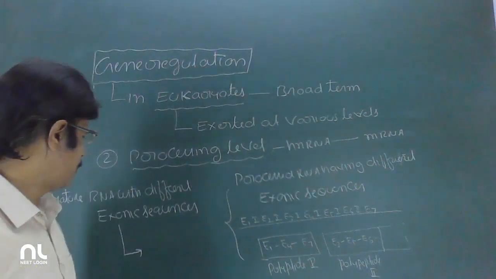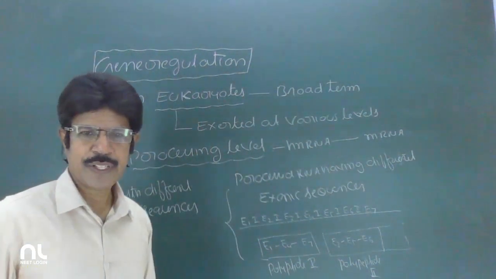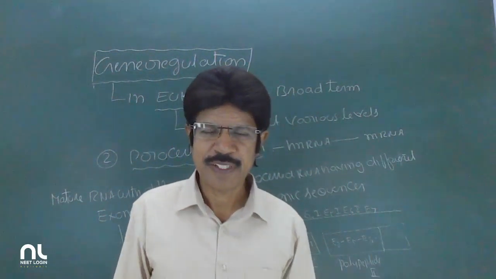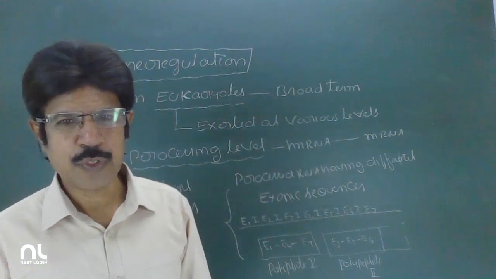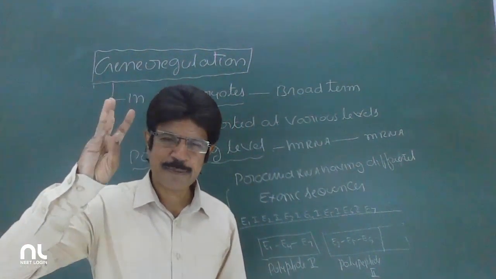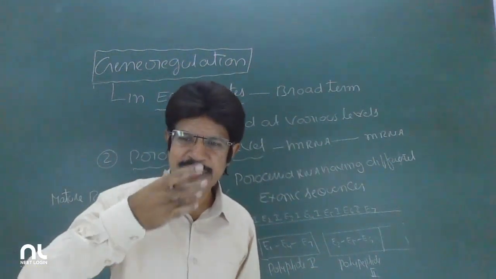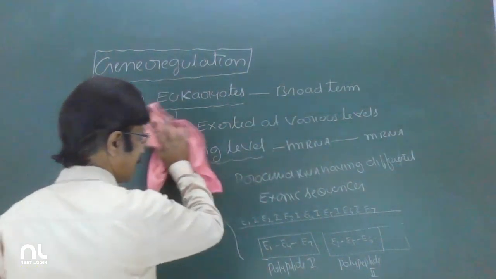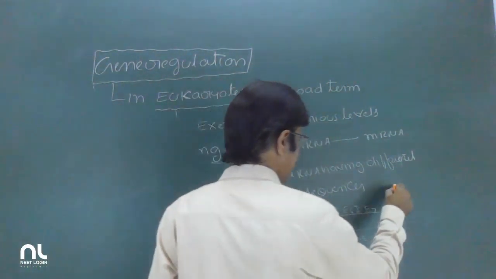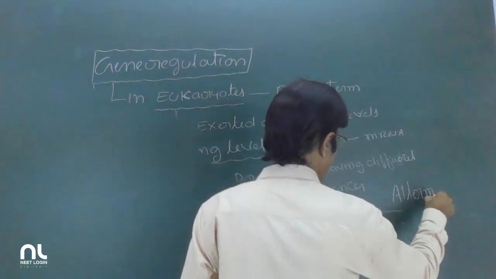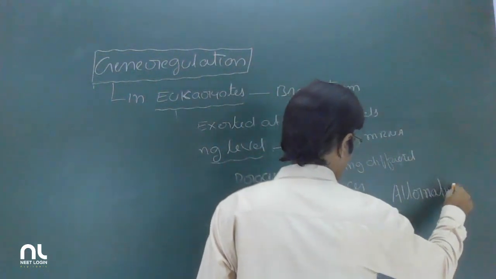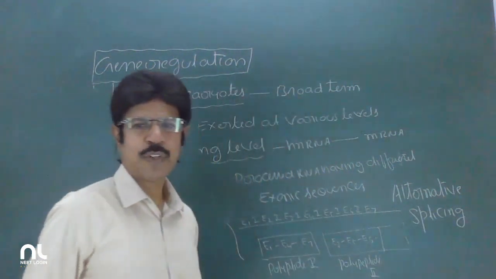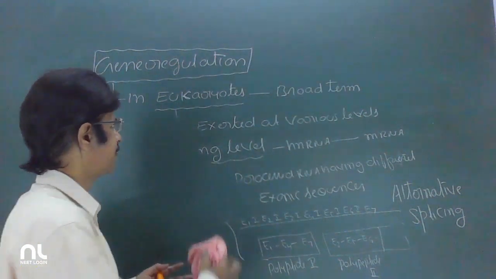So, second is the processing level. After processing, it should be transported from the nucleus to the cytoplasm. That is the transportation level. So gene expression is exerted at the transcription level, processing level, and third, transport. So what do you call this splicing? It is alternative splicing.